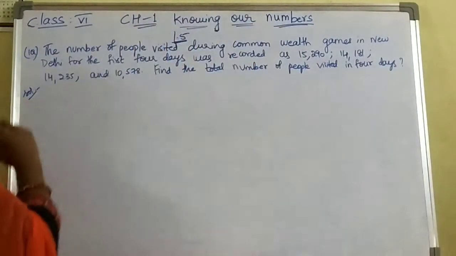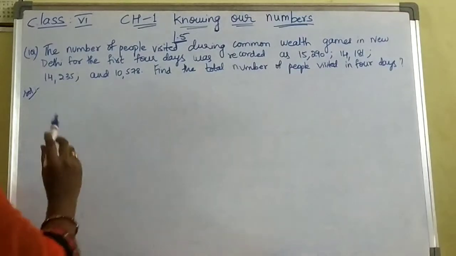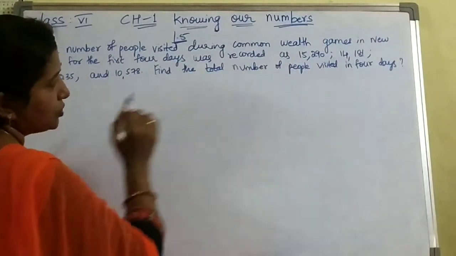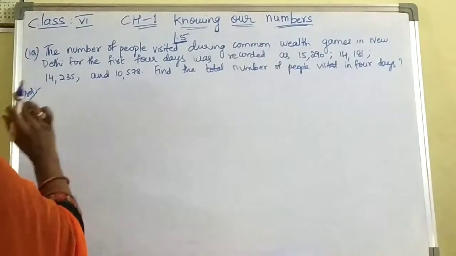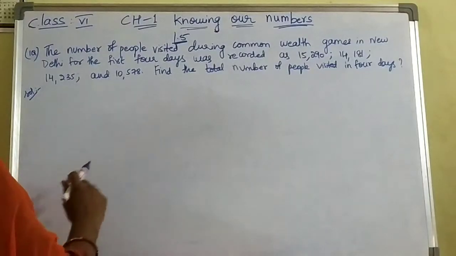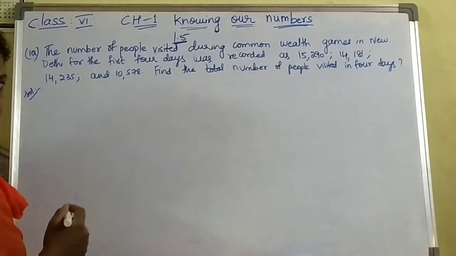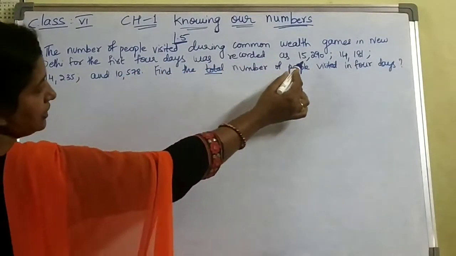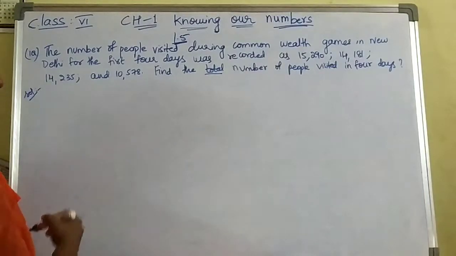First one. The number of people who visited during the Commonwealth Games in New Delhi for the first 4 days was recorded as 15,290, 14,181, 14,235 and 10,578. Find the total number of people visited in 4 days. And this you know very well. Total here means in the first 4 days the number is given. So how to do? Total number of people visited in 4 days means simply addition.